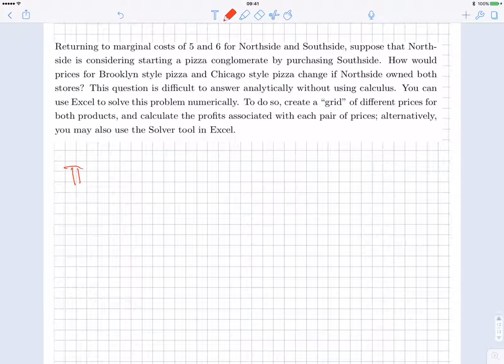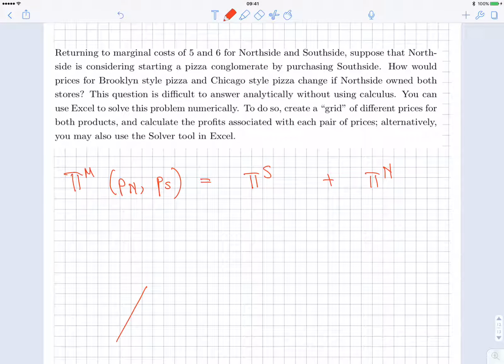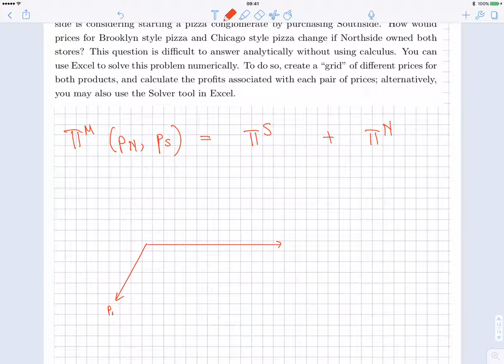the profit of the monopolies will again be a function of Pn and Ps, but it will be formed from the profit of the south side plus the profit of the north side. Okay. So the monopolist problem is to find the Pn and the Ps that maximize their profit.